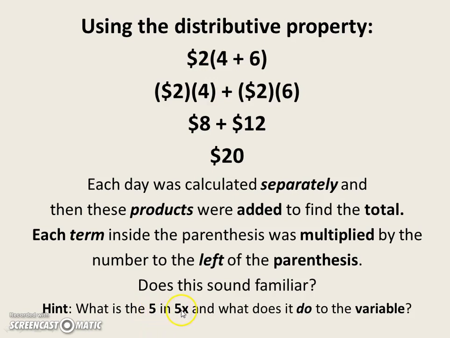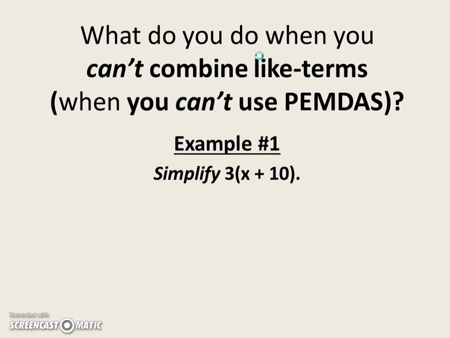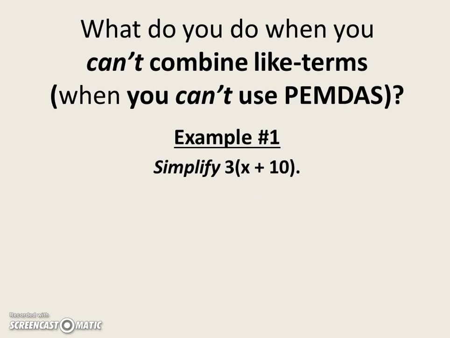The 5 is a coefficient. And what does a coefficient always do to the variable it's next to? It always multiplies that variable. Well, in this case, this is kind of like a coefficient, and this is kind of like the variable, right? We're multiplying the number outside the parentheses by the 2 numbers that are inside. So 2 times 4, 2 times 6. I think you guys get the idea. So what do we do when we can't combine like terms?